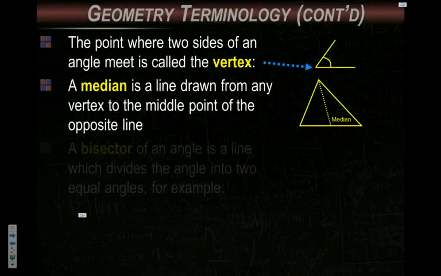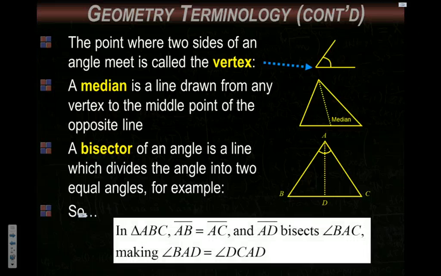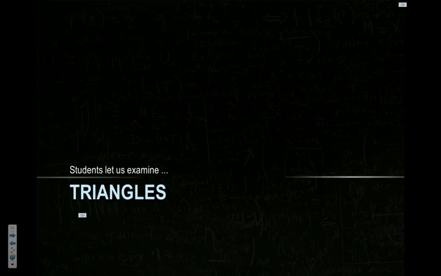Okay, a couple more terms. The point where 2 lines meet in an angle is called the vertex. A median is a line drawn from any vertex to the middle of the opposite line. A bisector of an angle is a line which divides the angle into 2 equal angles. Good news, most of this terminology is not technically part of your grade 9 unit right now. Used to be, it's not anymore. Definitely will be for those of you taking either applied, or actually you don't have that choice next year.